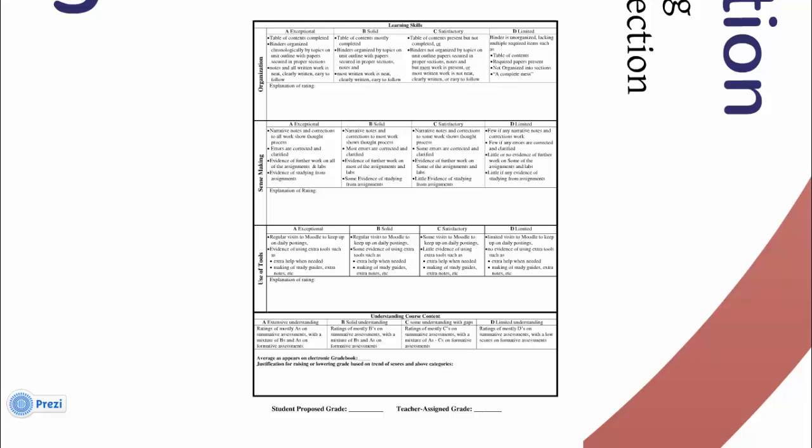And then you notice the last thing in here is understanding course content. This is the most important part. The most important part are the grades that you earned on the summative assessments. If you have an electronic gradebook, those are going to appear there. And what I want them to do is to use that as a baseline. So they look at what the grades are on the summative assessments and the labs and quizzes and things like that. And based on that alone, what is their grade? And that becomes their baseline.